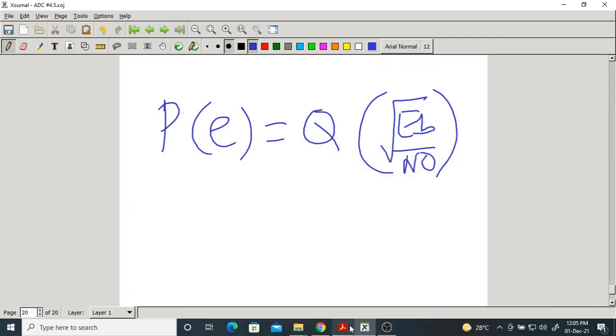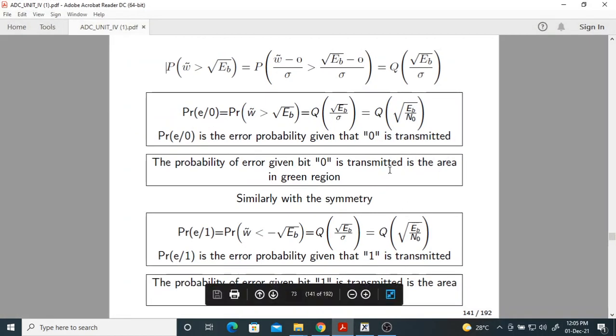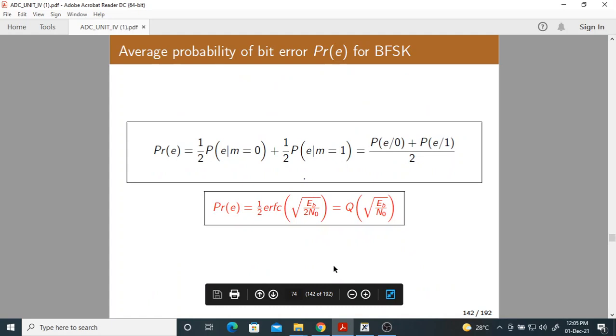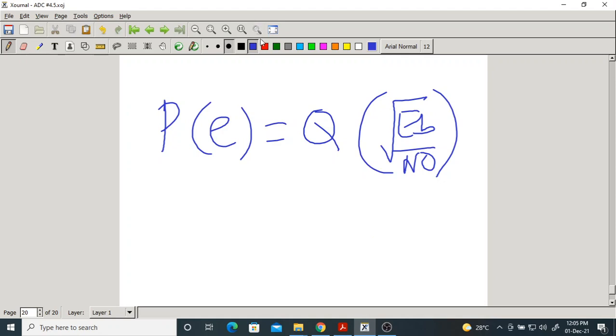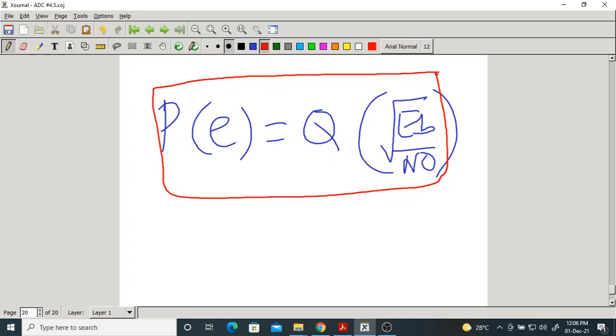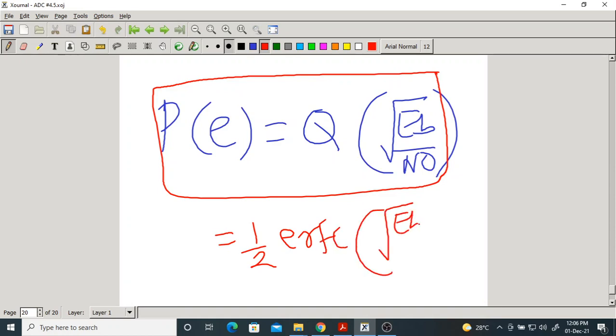Q of root EB by N naught, so that is also of ERFC root EB by 2 N naught. This is the probability of error of BFSK. You should know it in both formats, Q format as well as ERFC root EB by 2 N naught. You must be able to write in both forms, either in Q function or in ERFC function.